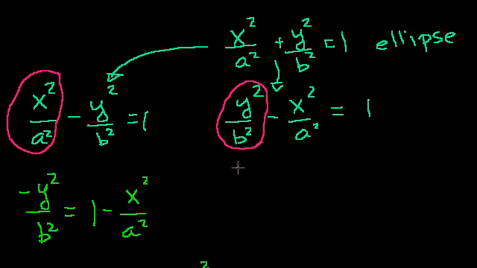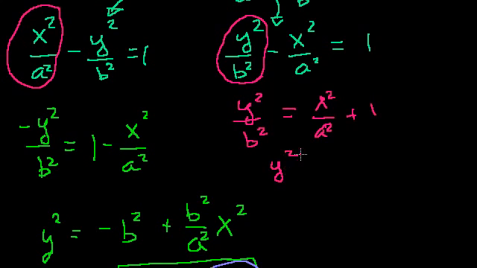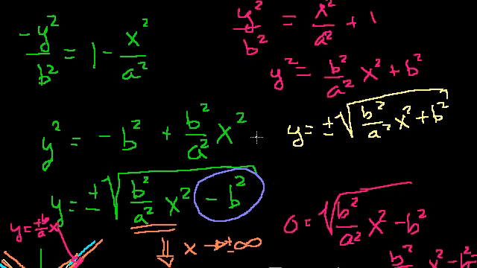So let's solve for y. You get y squared over b squared. We're going to add x squared over a squared to both sides. So you get equals x squared over a squared plus 1. Multiply both sides by b squared. Y squared is equal to b squared over a squared x squared plus b squared. Got to distribute the b squared. Now take the square root. I'll switch colors for that. So y is equal to the plus or minus square root of b squared over a squared x squared plus b squared. And then once again, I've run out of space.